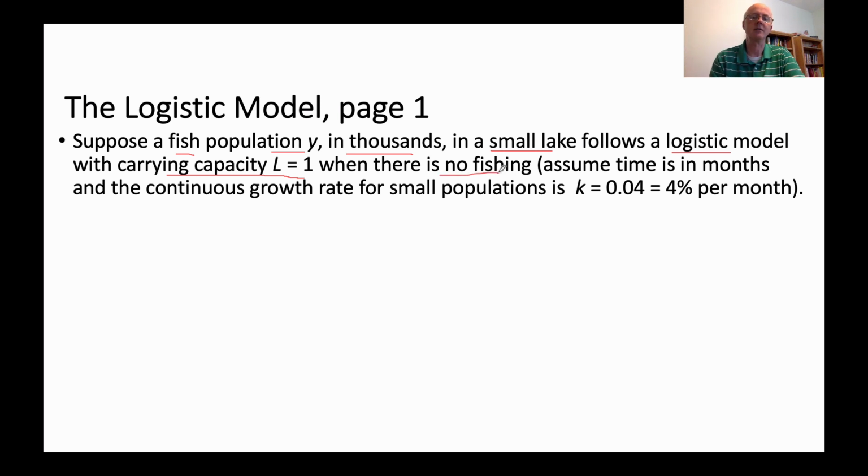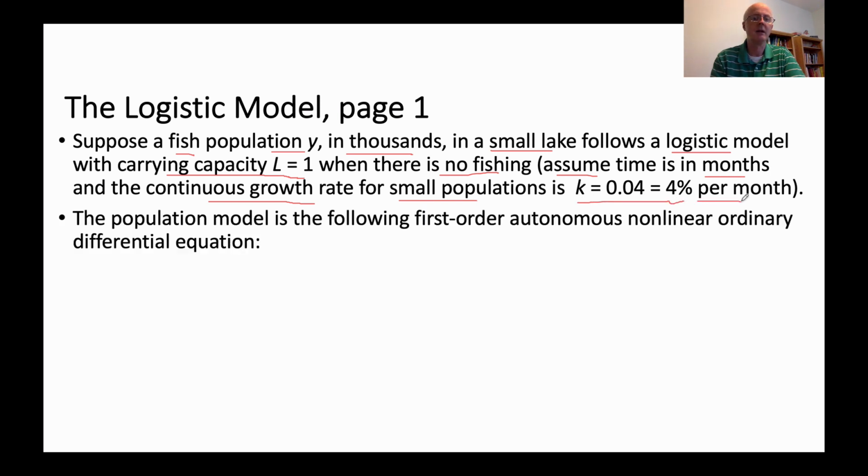Again, in a later lecture, we'll talk about fishing. Assume time is in months, I could assume years, and that we have a continuous growth rate that is true for small populations. They're growing at a rate of 4% per month. The population model is the following differential equation. It's called first order because it only involves a first derivative. It's autonomous because the right-hand side of the differential equation is independent of time. It doesn't change over time.